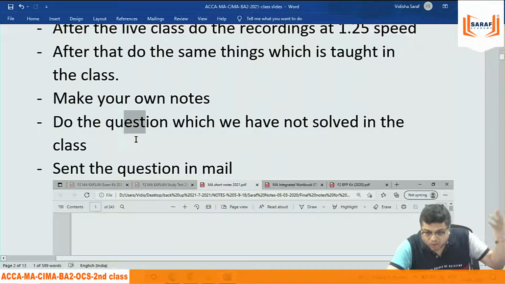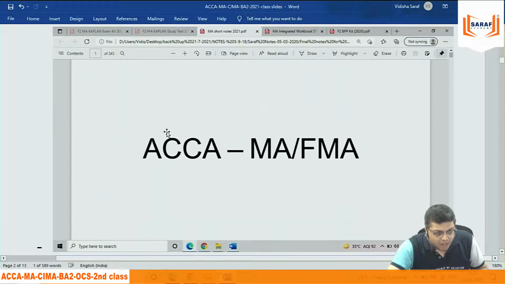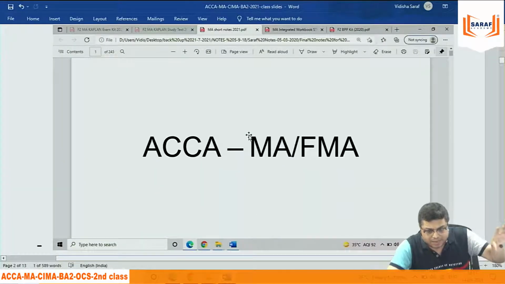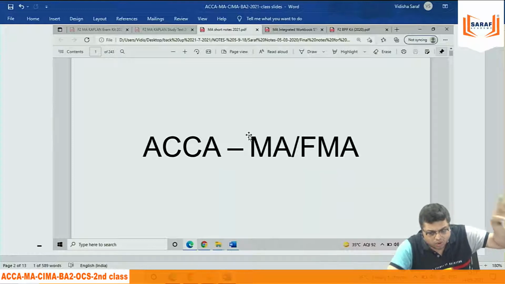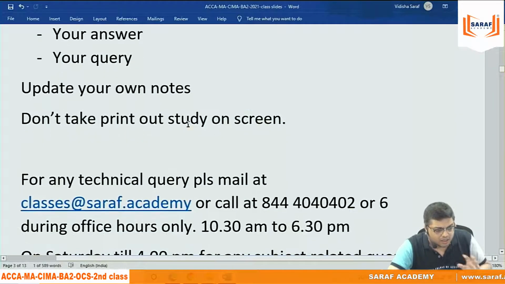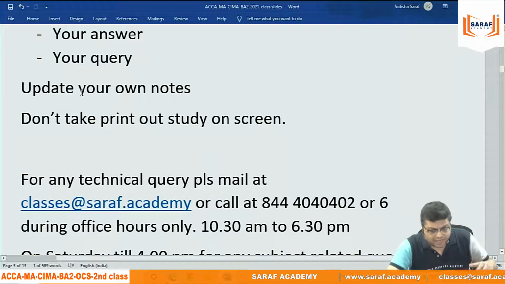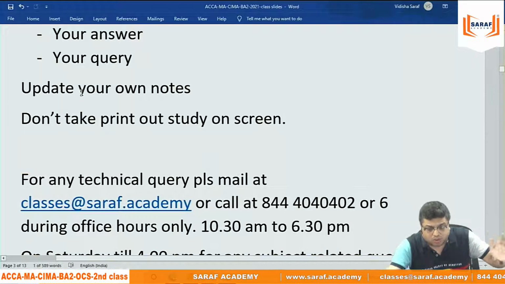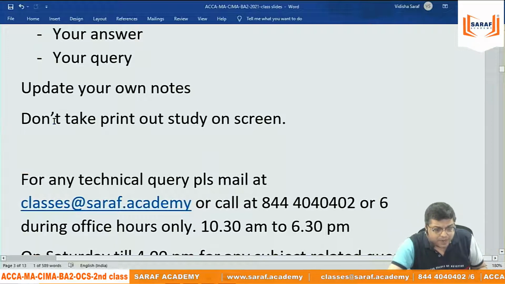Everything you should solve on your own. Don't see the solution. If you have any specific doubt, send a mail. In the mail, send your Word file, with the question, the answer, the institute answer, and your query. That way, if there is anything we need to discuss at length, we will discuss it in the class. Once everything relating to a topic is done, update your notes, with any extra or difficult question you want to revise later.